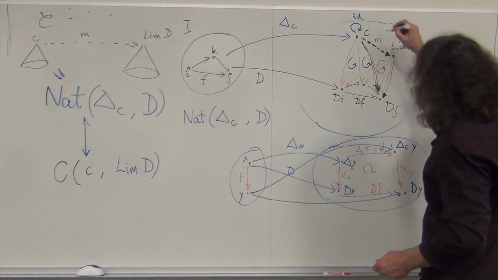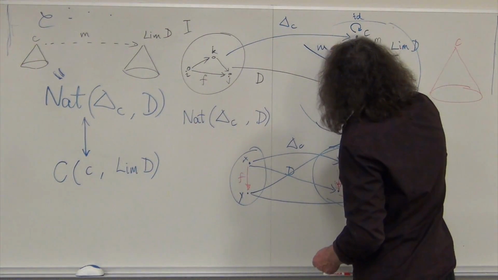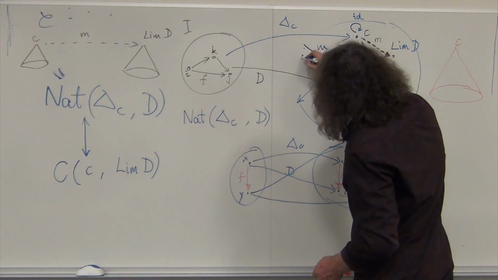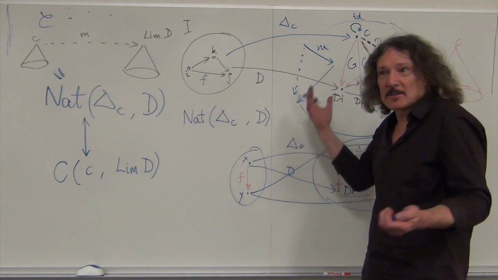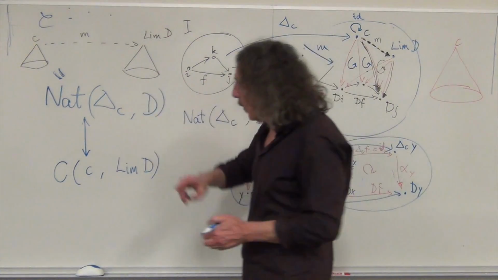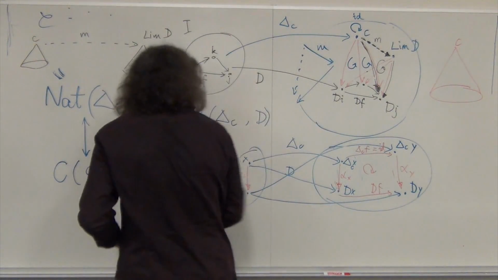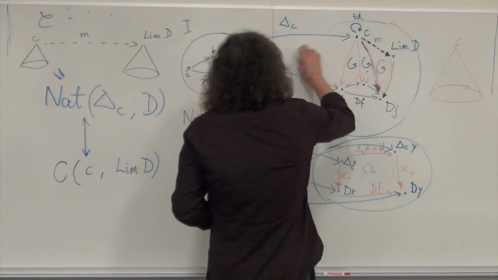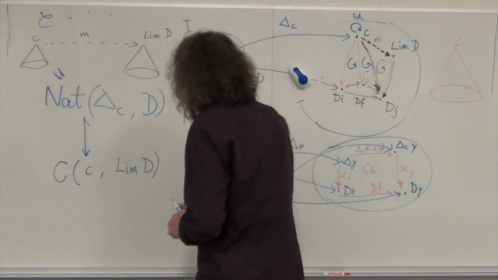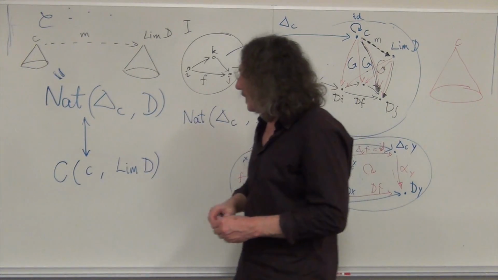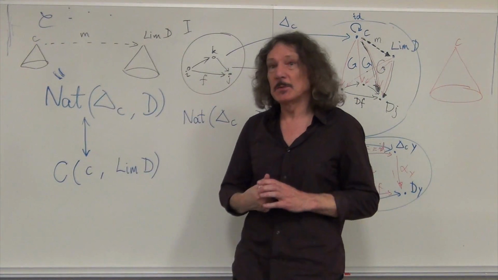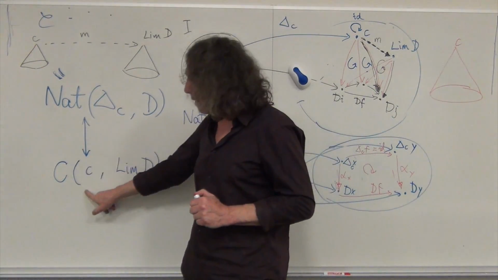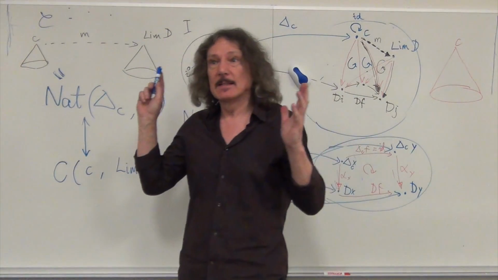So I have this part of the cone, the M, right? And I have this part of the cone, this guy. So I get this guy to close the triangle. So there is a one-to-one correspondence. This is not just one way. There is a one-to-one correspondence between these things. So I have a one-to-one correspondence between natural transformations of this form and Hom sets.